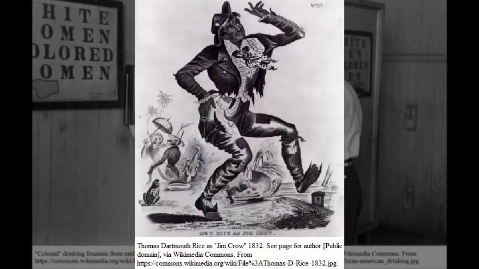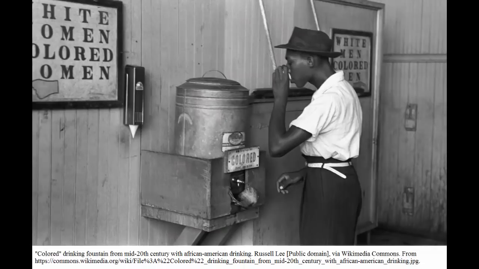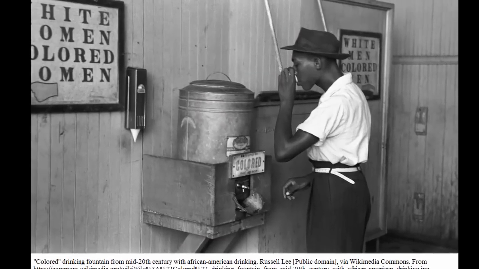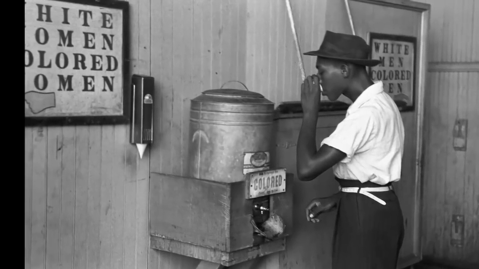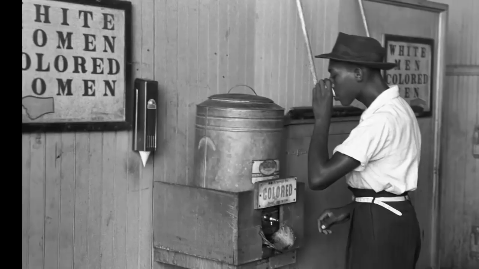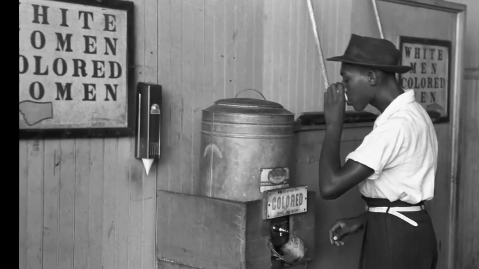Jim Crow later came to be applied to a series of laws enacted that essentially legalized segregation, or the separation of the races. The lawmakers' justification was that both races would have the same stuff, just separately. The reality, however, was legalized discrimination.